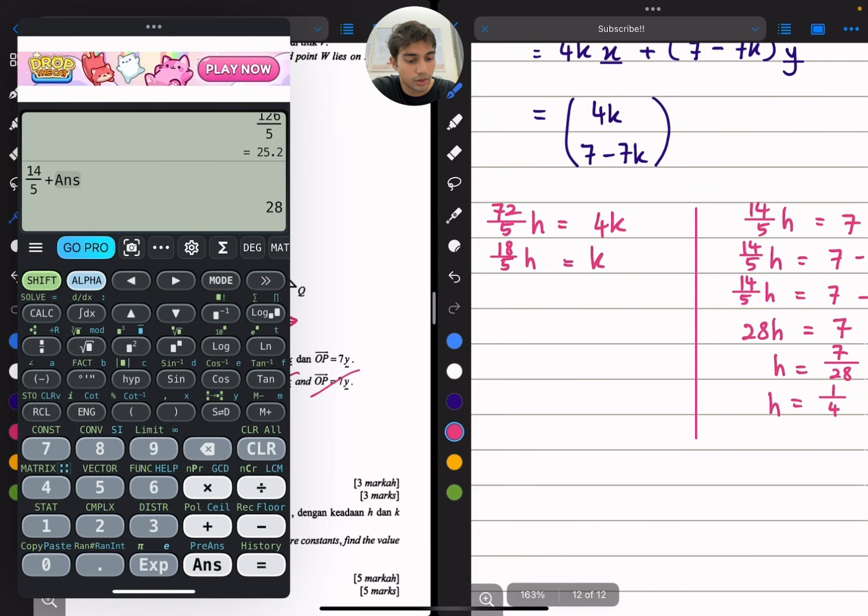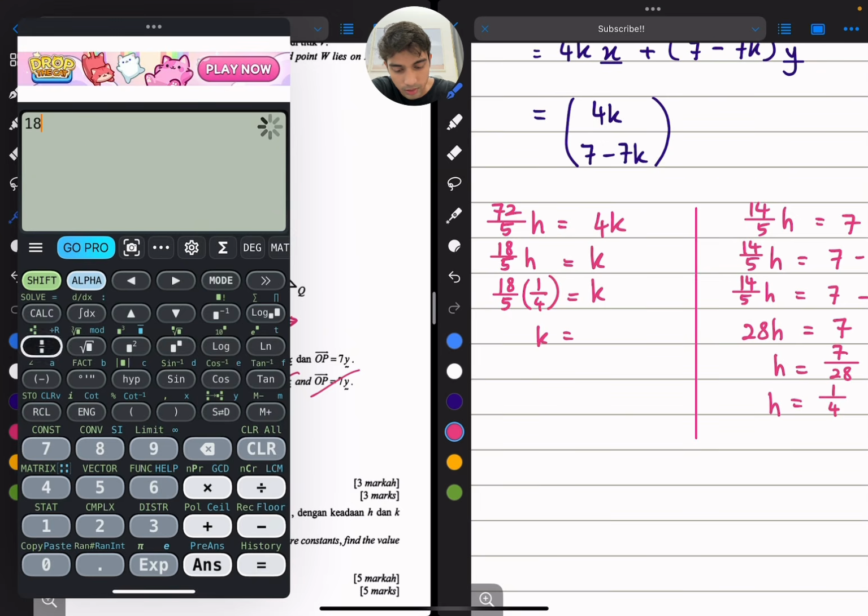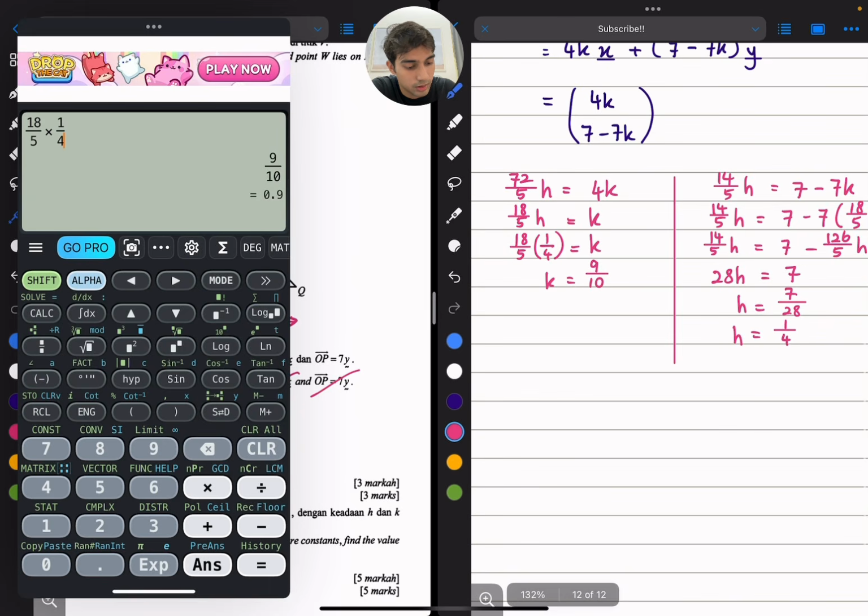Okay. Once we find h, then you sub this back here to find k. So k will be 18 over 5 times 1 over 4, which is 9 over 10. So you can say h is 1 over 4, k is 9 over 10. Done.